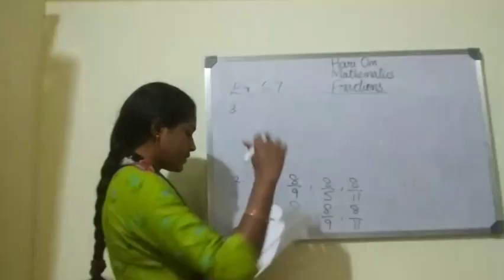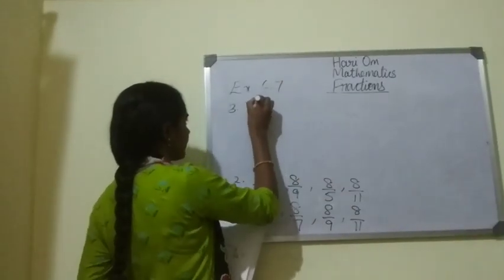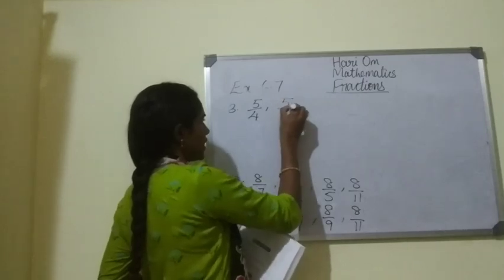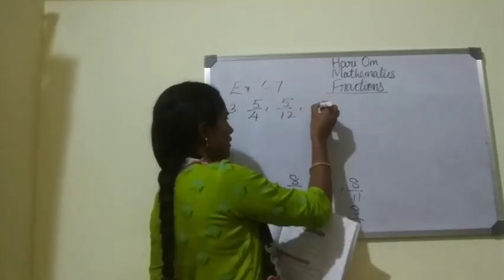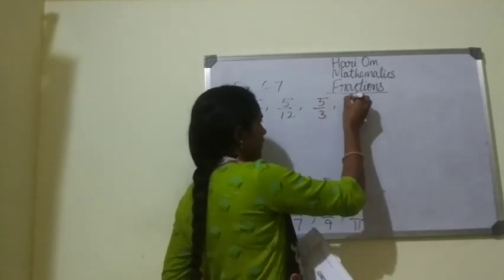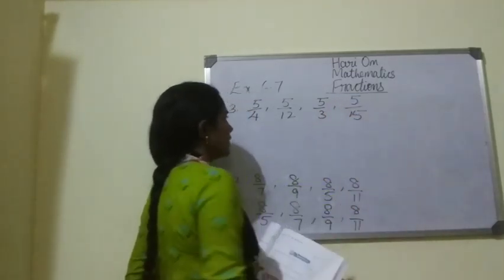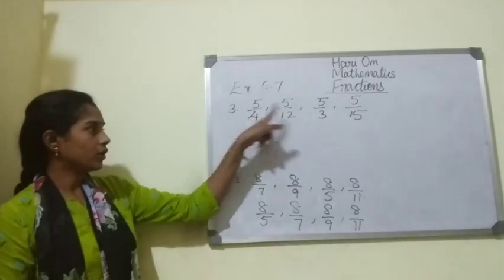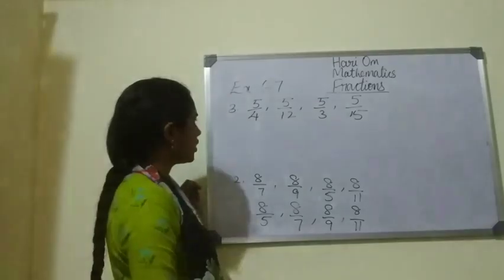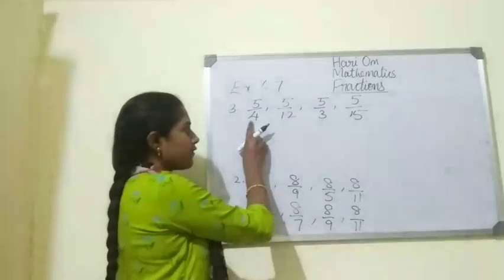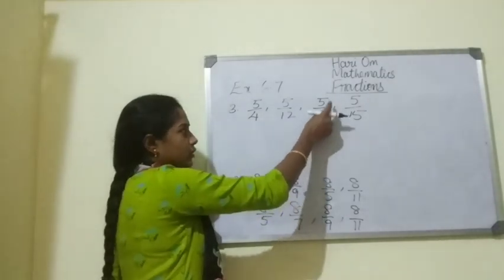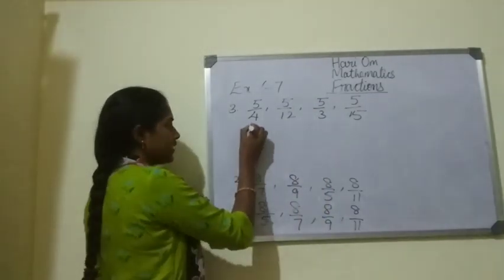Third one. It is 5 by 4, 5 by 12, 5 by 3 and 5 by 15. Again we have 5 in all the numerators, and which is the smallest number in the denominator? We have 4, 12, 3 and 15. The smallest one is 3. So 5 by 3 is the greatest fraction.